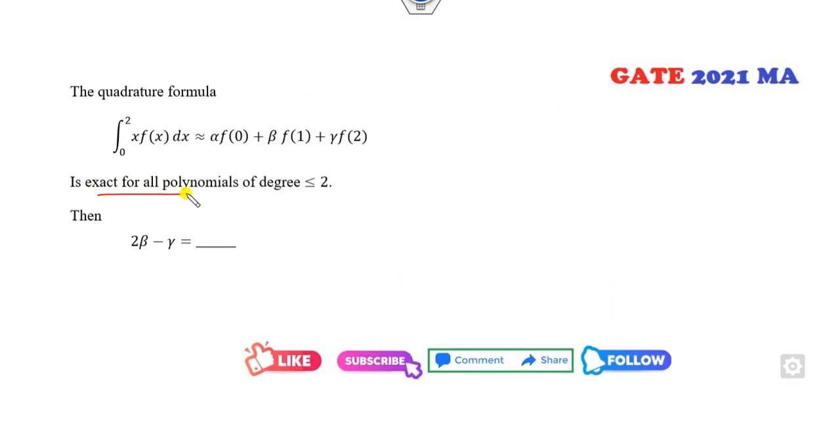Again it is set for the exact. So again the bases are 1, x and x square. So I quickly substitute. If I take 1, the integration of 1 is x, which gives 2. It is alpha plus beta plus gamma. If I take x, integration of x is x square over 2, that is 4 over 2, which is 2. If I take x square, integration of x square is x cube over 3, so that is 8 over 3.